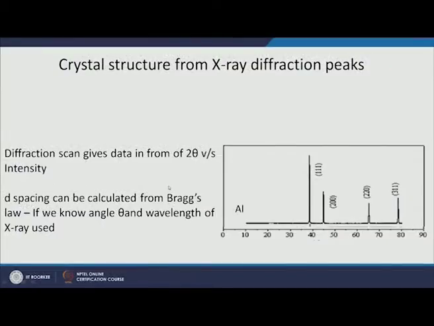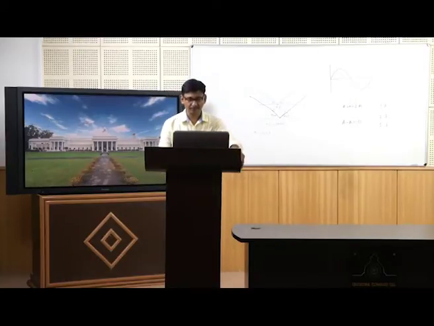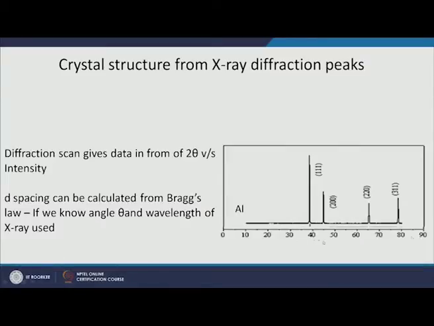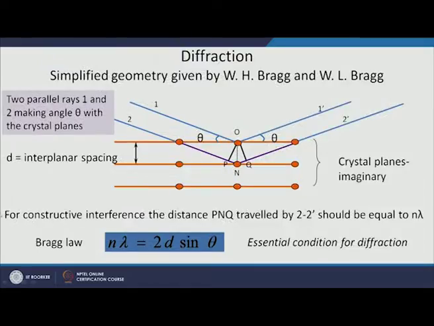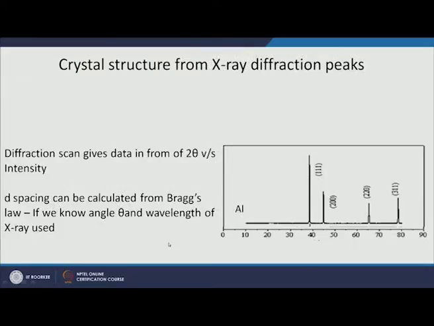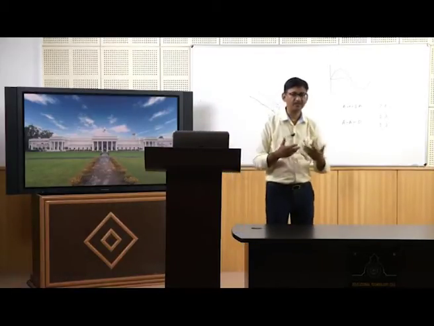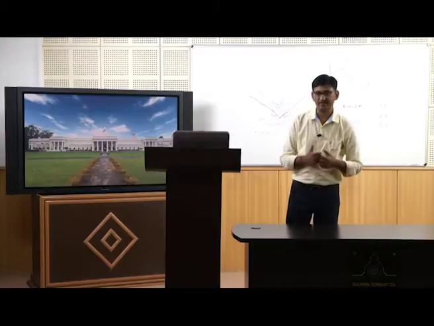When you do an X-ray diffraction experiment, the x axis is the 2 theta angle and the y axis is the intensity. So it is intensity versus 2 theta angle. From the 2 theta angle we will get the angle theta. Between the angle theta and the wavelength, as we saw in the previous case, if I know lambda and theta, then I can find the d spacing, and from the d spacing I will be able to tell which crystallographic planes are taking part in the diffraction.